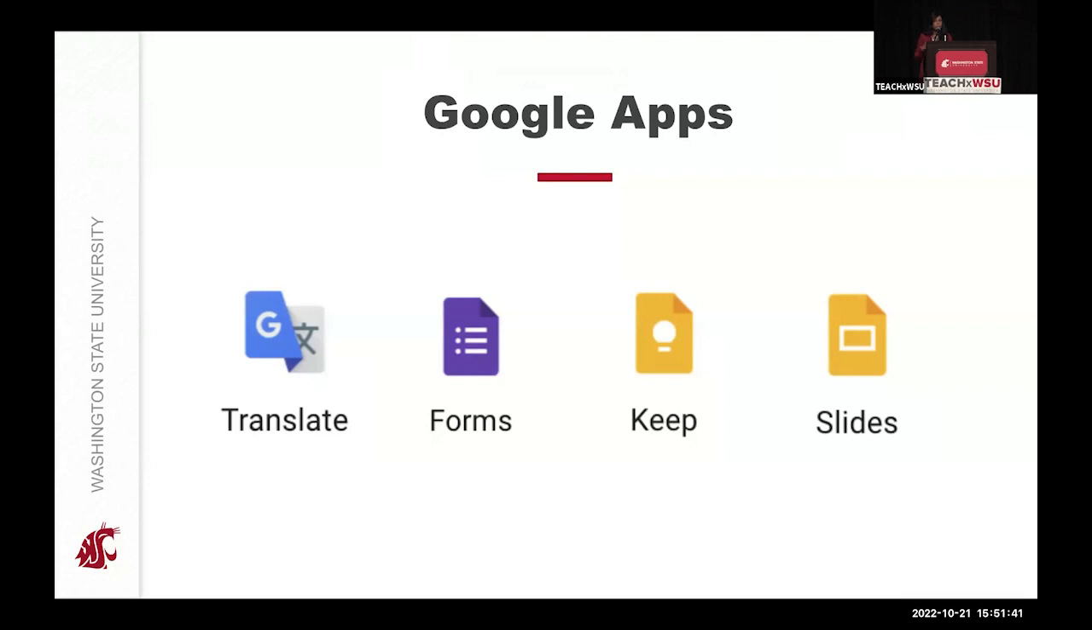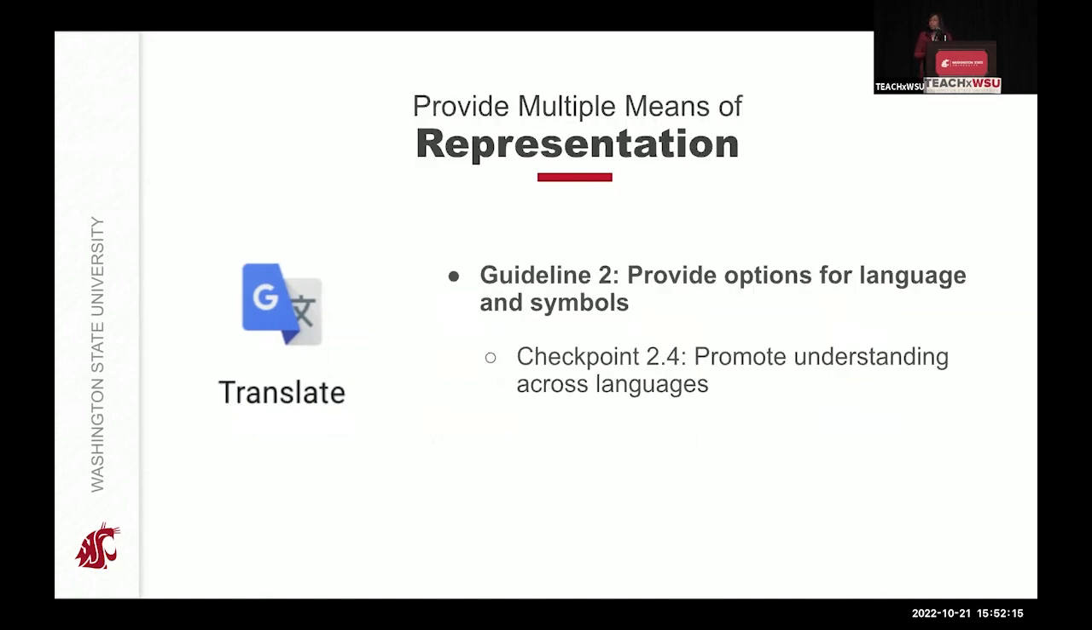All right. So I'm going to talk about 4 apps. You probably know all of these, but these are just ideas that I'm going to give to you. For the first 3, Translate, Forms, and Keep, I'm going to do 1 guideline and 1 checkpoint for each app. And for the last one, Slides, I'm going to do 3 guidelines and 3 checkpoints for the same app. Remember, it's not about the app or the technology, it's how you use it. These are just ideas and examples, and you could use them in a different way, depending on your learning outcomes. So let's start with Translate.